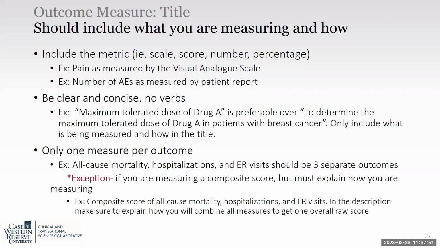You can only have one measure per outcome. So for example, you can't say all-cause mortality, hospitalizations, and ER visits as one outcome. You would have to have three different outcomes: an all-cause mortality outcome, hospitalizations, and ER visits. The only exception to this is if you have a composite score, if you are combining more than one thing to get one overall score. Just a caution here, you are going to have to explain in the description how you are getting a composite score.